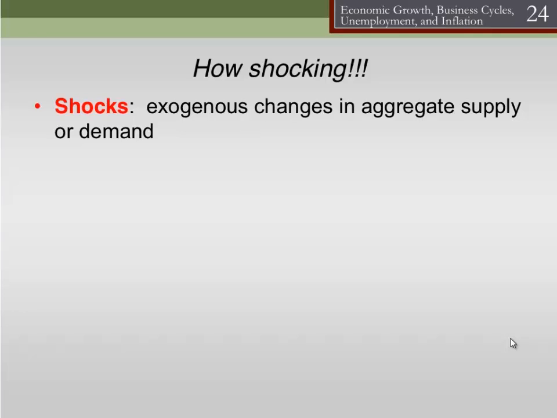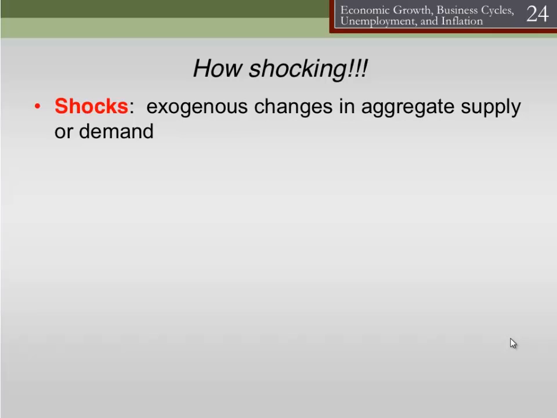Well, what's another thing that can drive some of these business cycles? Well, shocks. First, let's talk about this word right here, exogenous. Exo means outside, so outside changes or outside shocks. In other words, outside of our model. We haven't taken this into account.